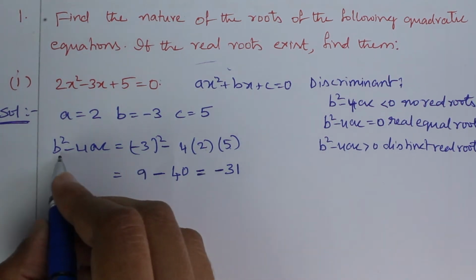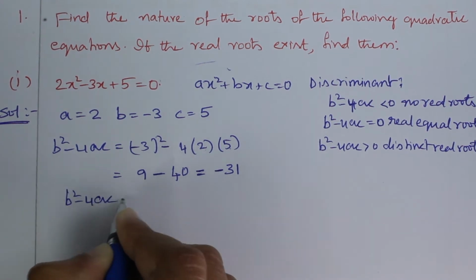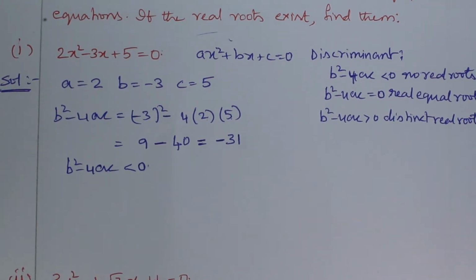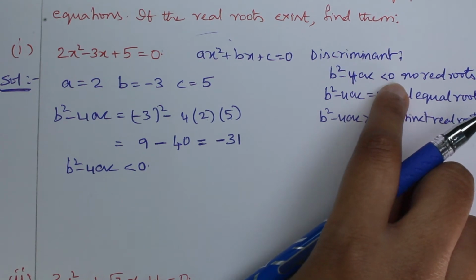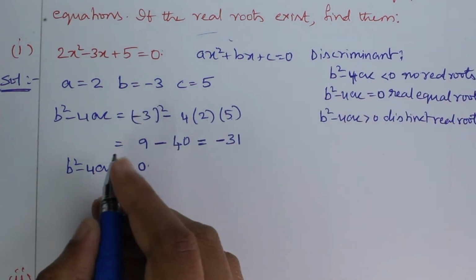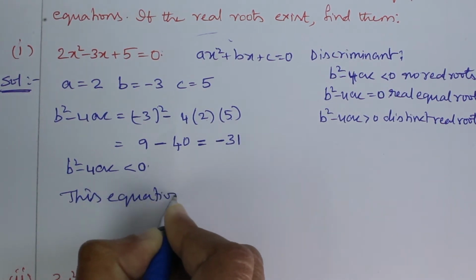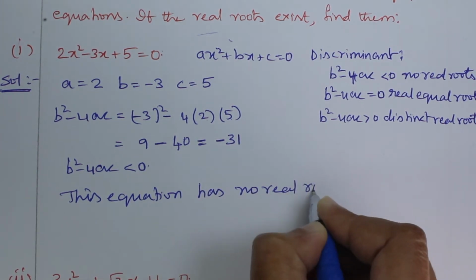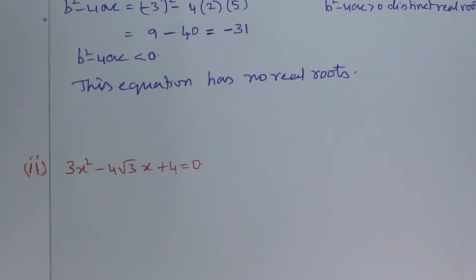Now we got the b square minus 4ac value is less than 0. So what is the condition when b square minus 4ac is less than 0? It has no real roots, right? We have discussed just before that if the b square minus 4ac value is less than 0, there exist no real roots. So this equation has no real roots. That is the solution for this problem. Now let's move to the second part of this question.